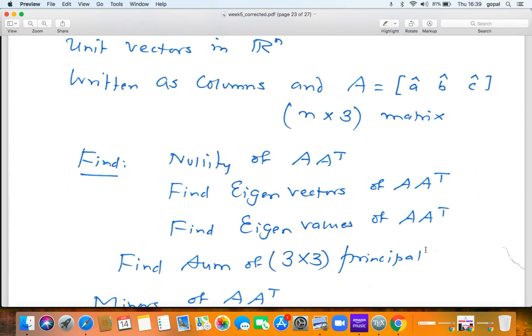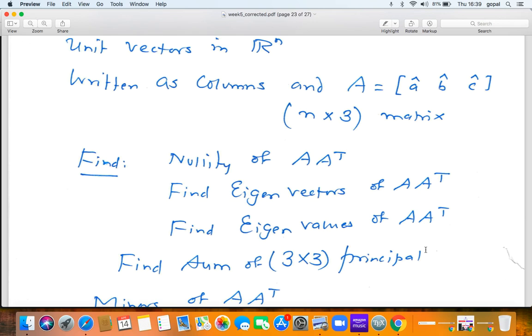You see, A is an n cross 3 matrix. A transpose is a 3 cross n matrix. And A cap, B cap, C cap are mutually perpendicular, so they're linearly independent. So rank of A is 3. Rank of A transpose is 3. A transpose is a 3 cross n matrix. So what is the nullity of A transpose? N minus 3.